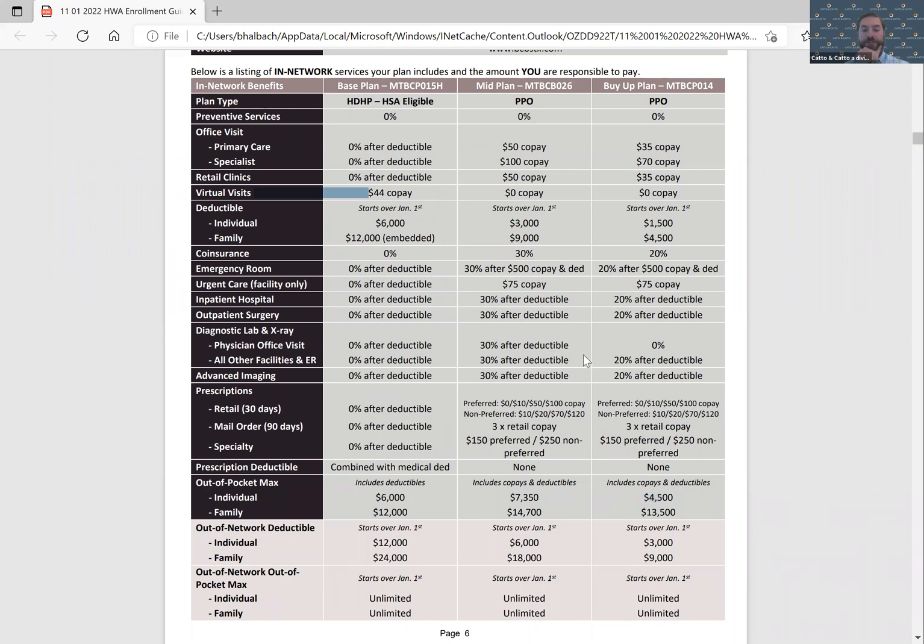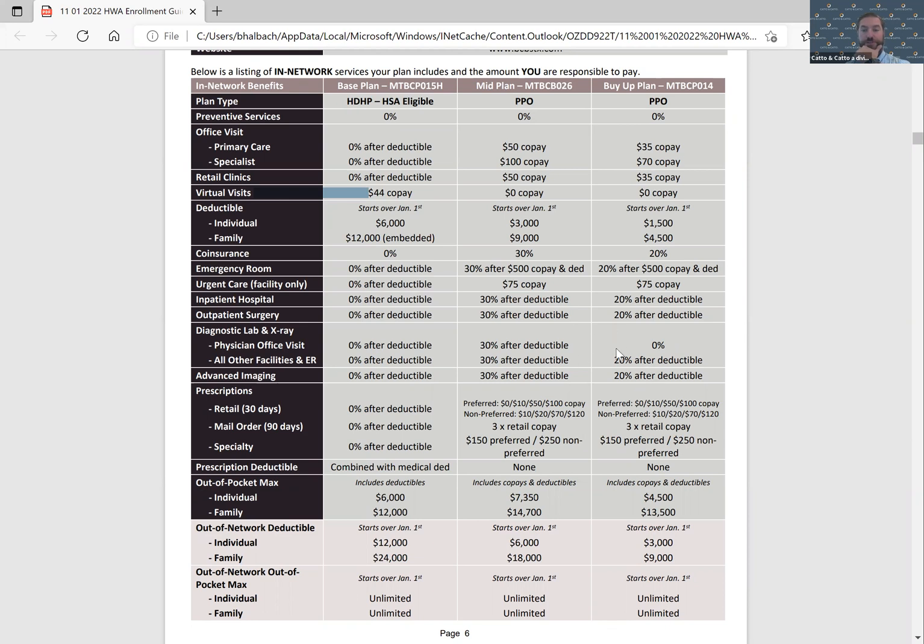One of the bigger differences between the mid and the buy-up plan is right here, what I'm scrolling over. It's diagnostic lab and x-ray. So if you get a diagnostic lab or x-ray on the middle plan, that would apply towards your deductible. If it's done in the office or anywhere else, that is not on a copay. On the buy-up plan, if you're doing diagnostic lab and an x-ray, if you're in the physician's office, then that is covered. You are not paying in addition to that.